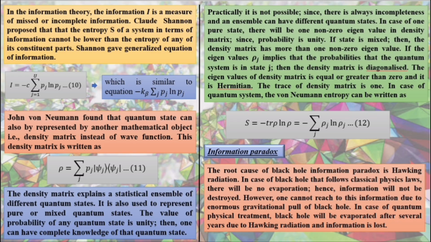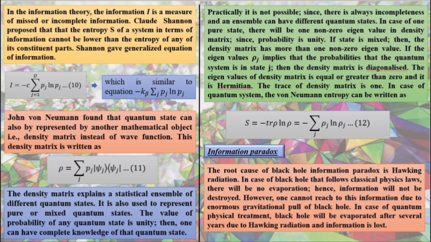If the eigenvalue p_j implies the probability that the quantum system is in state j, then the density matrix is diagonalized. The eigenvalues of the density matrix are equal to or greater than 0, and it is Hermitian.